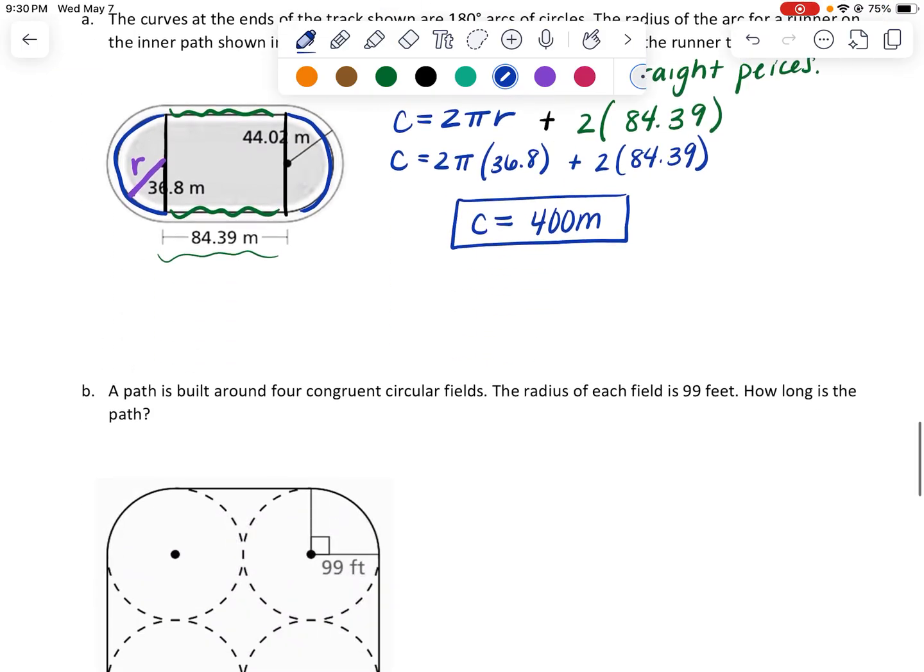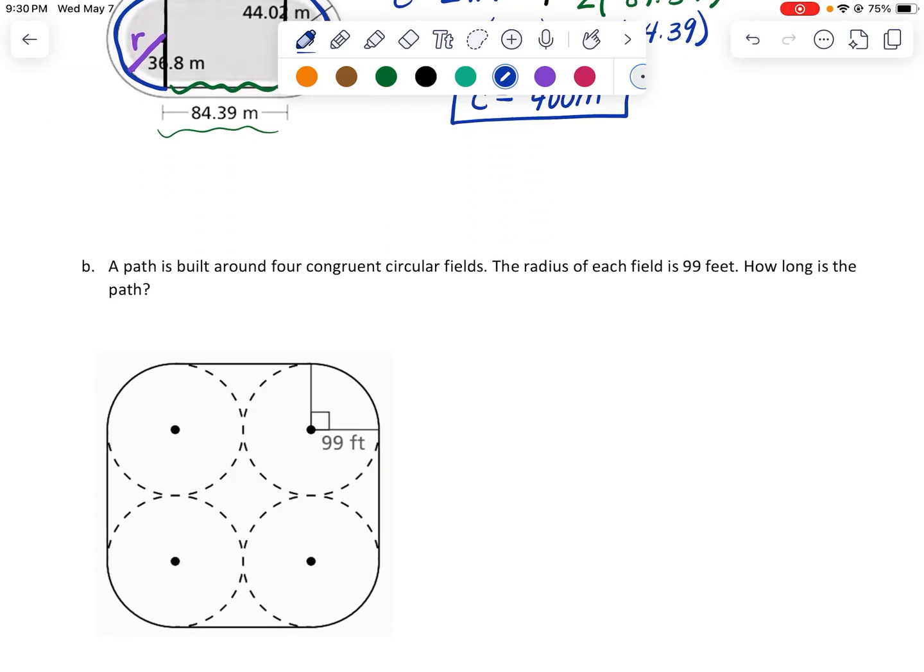Okay, last one. A path is built around 4 congruent circular fields. The radius of each field is 99 feet. How long is the path? Okay, so if we think about it, right, I'm going to look at all these pieces of the track quick. Let's just break it down. Okay, here is a quarter of a circle, 1/4 circle. Okay, same thing, 1/4. Same thing here, 1/4. Same thing here, 1/4. All of those add up to one full circle. Okay, so we for sure know we have a full circle.